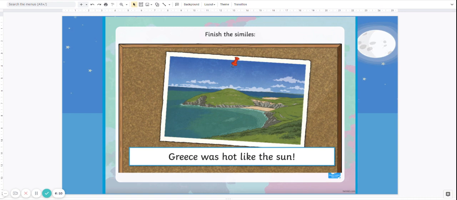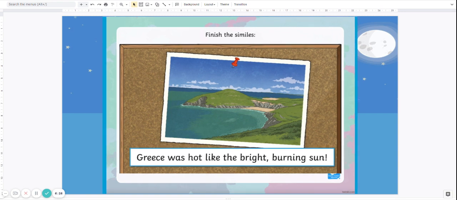Now wait a minute. I want to make it a bit more interesting. I actually want to add in some adjectives to my simile. Greece was hot like the bright burning sun. Wowee! That is an amazing sentence. It has conjured an image in my head, which is why we use similes.